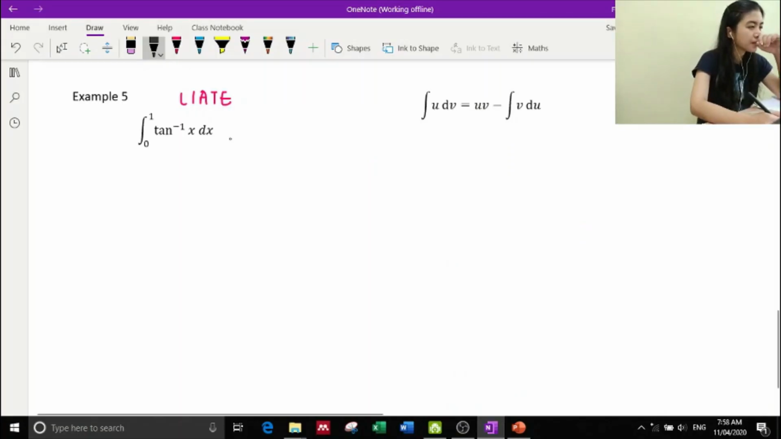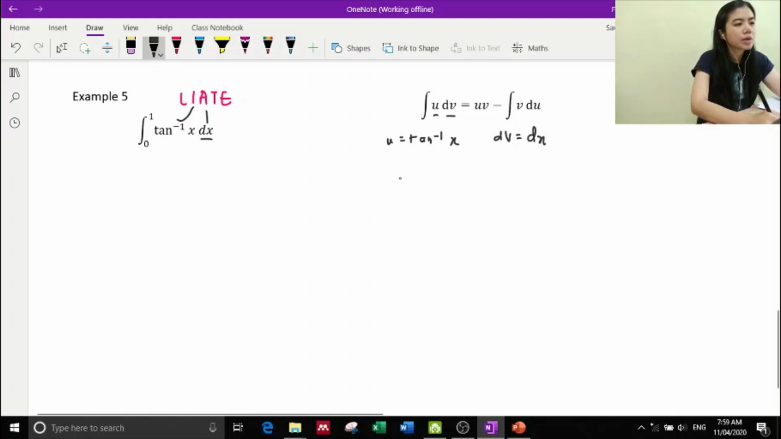Let's look at example 5. What we have here is the tangent inverse, and that tangent inverse is referred to the I. So it means that your u is the tangent inverse x. So we are done with the u, and we're going to look for the dv. Which one is our dv? Our dv is referred to dx, so we refer to the algebra. So your dv is equal to x. So we have found the first 2 important things that you need to know in order to use the formula.